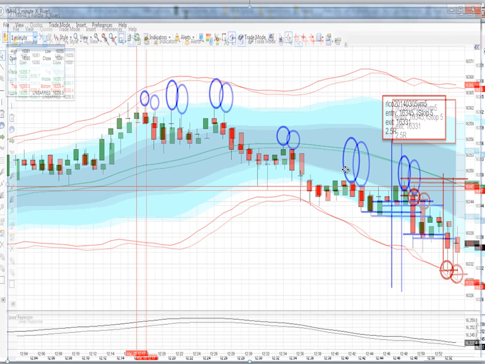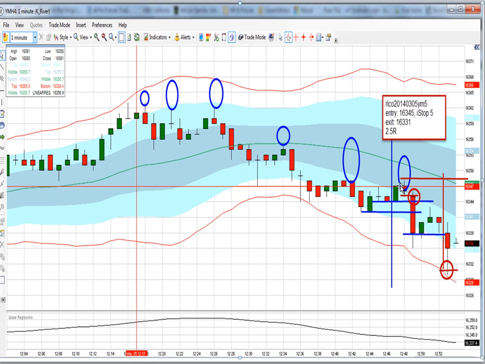And here's another one that now fails right at the edge of the river once more. And on this one, I get short at 16,345 because I think as soon as it takes out the low of that little red doji where the last failure point is, I don't need any more information. And my sense is that if it fails through the support of this candle and that candle, it's going to be a big candle and turn out to be one. So that's why I like to get short here on the evidence of repeated failures.